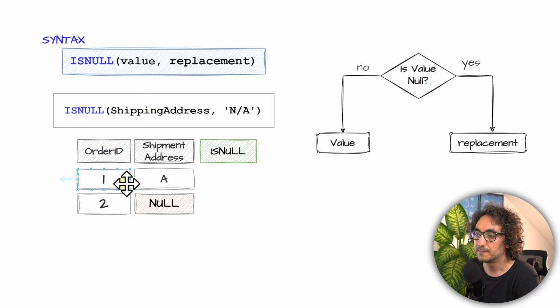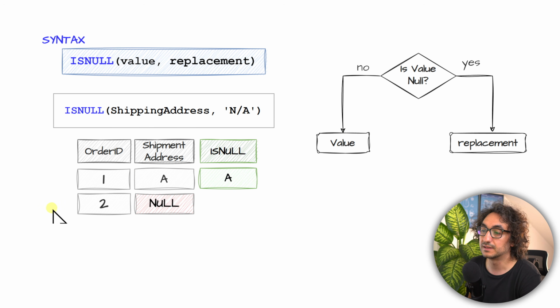We have two orders. The first order we are checking the shipment address. Is the value of this address null? Well, no. We have a value A, so that's why SQL gonna go and return the same value. So in the output, we will get A. So if it's not null, it's gonna return the same value.